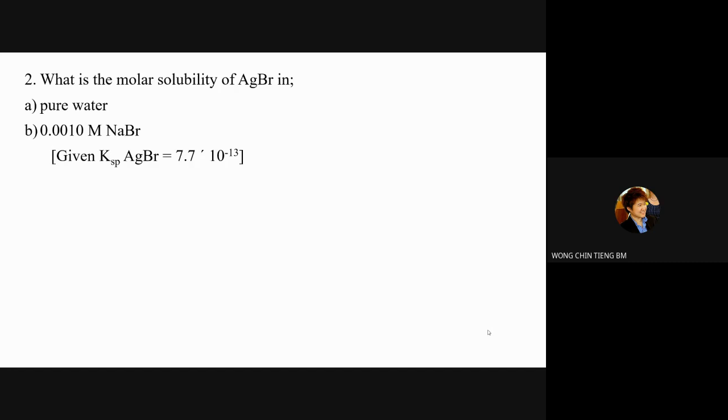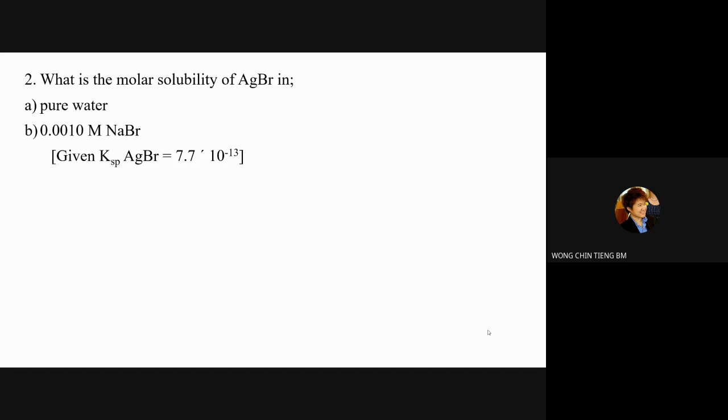Esok kita nak bincang satu benda je, Q. Apa berlaku bila, sebelum ni kita ada Qc, Kc, Qp, Kp, betul? Sekarang kita ada Q dengan Ksp. Slightly different sebab dia kena cerita pasal ion, precipitate and tak. Okay, yang tu je kita nak bincang esok. And will be our last class for this session.